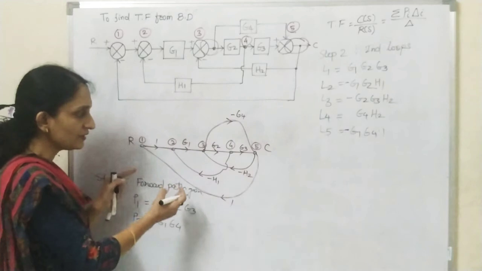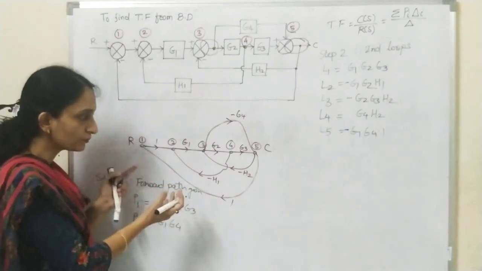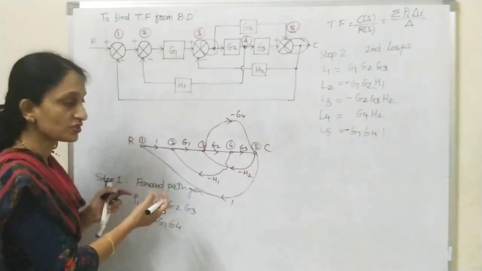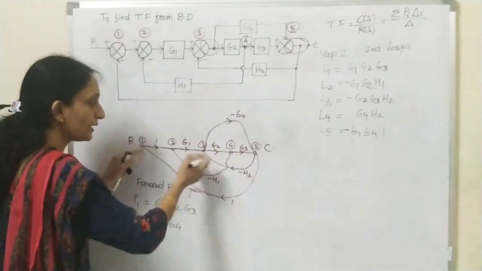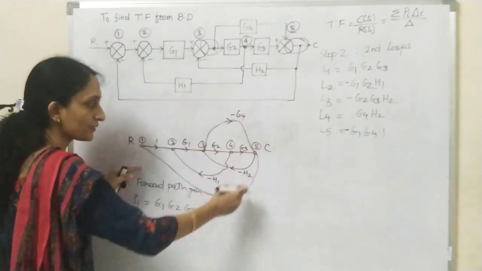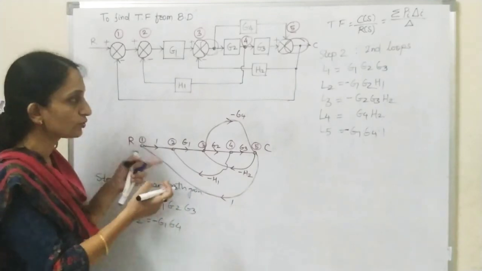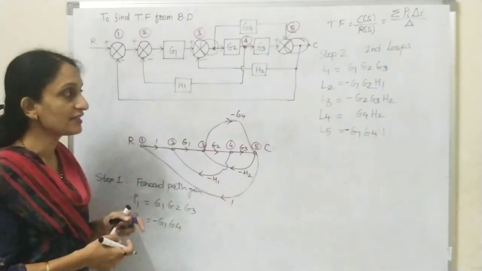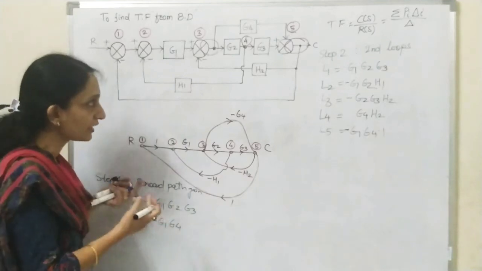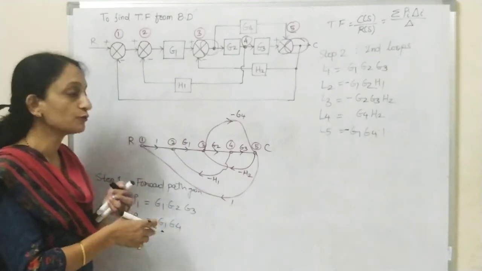You can see here there is no pair of two non-touching loops, because this is the forward path and all loops whatever we have considered are touching both the forward paths. So no need to write step number 3 as two non-touching loops. Then again step number 4, three non-touching loops are not there.